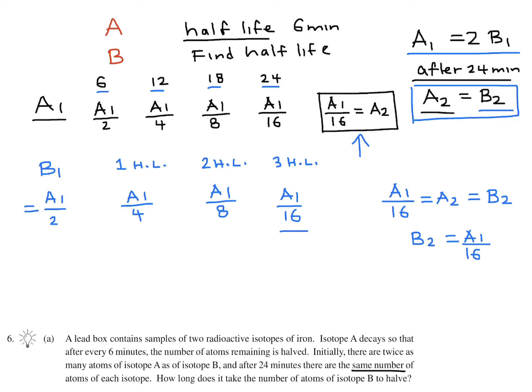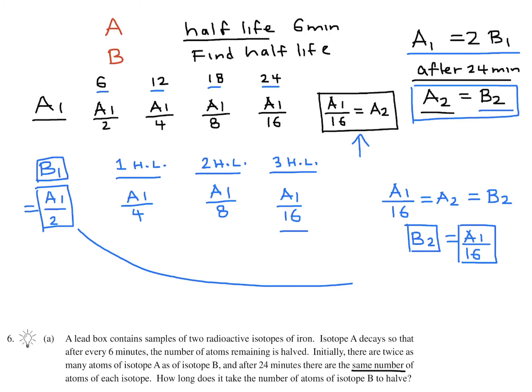So now, to go from the initial B, which was A1 over 2, to B2, which is A1 over 16, how many half-lives? Not the amount of minutes I'm asking, just how many half-lives. Well, it was 1, 2, 3 half-lives. So it took 3 half-lives to go from B1 to B2.